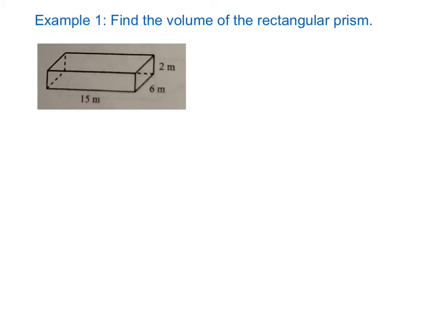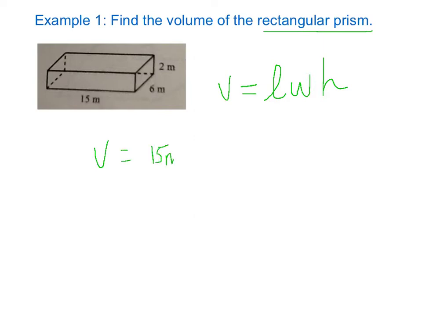Here we've got a rectangular prism, and the volume they give us for a rectangular prism on the reference sheet for the OAA is volume equals length times width times height. So all we've got to do is identify those in the drawing and plug them in. We've got 15 m times 6 m times 2 m.